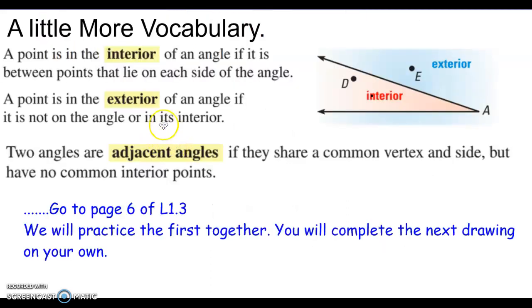So a little more vocabulary. A point is in the interior of an angle if it's between the points that lie on each side of the angle. So this is the interior. Even if the point is way out here, it's still in the interior because these are going to extend out that way. Exterior is pretty obvious, anything on the outside of the 2 rays. And 2 angles are adjacent if they share a common vertex and a common side but have no common interior points. So you already showed adjacent angles in the last video that you watched. So you're going to go to page 6 of lesson 1.3, and we'll practice the first two together.